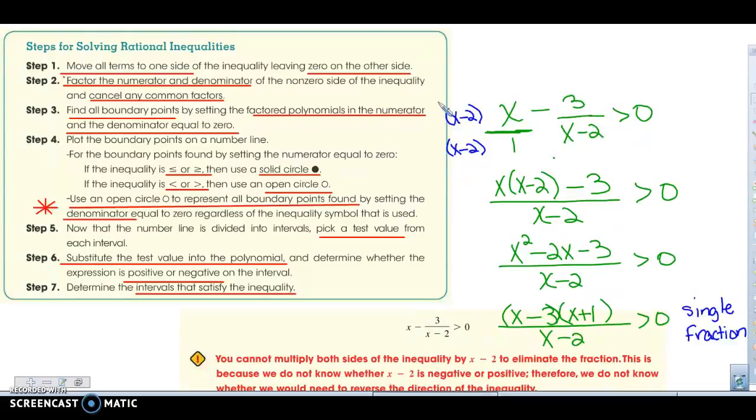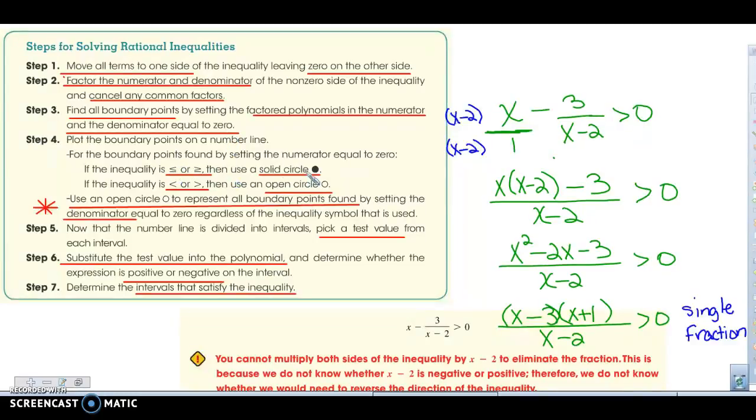You factor the numerator and denominator of the fraction. You cancel any common factors that it may contain from the top and the bottom, and then you set each factor in the numerator to 0, each factor in the denominator to 0, and that's how you find your boundary points. You then label those boundary points on a number line.